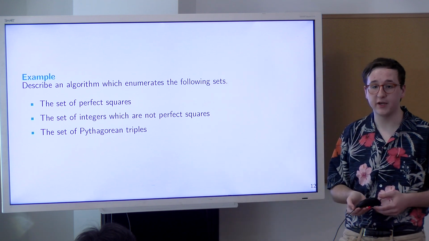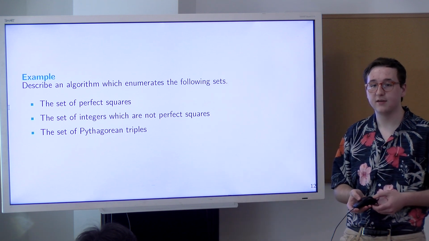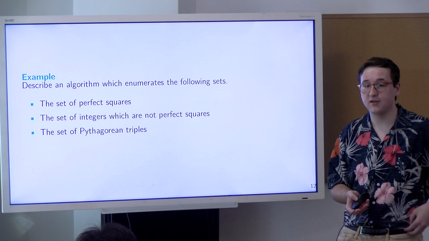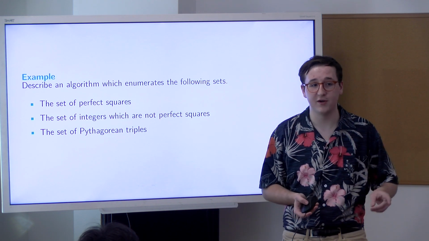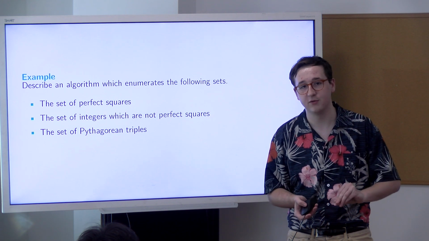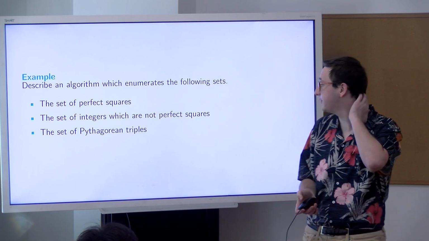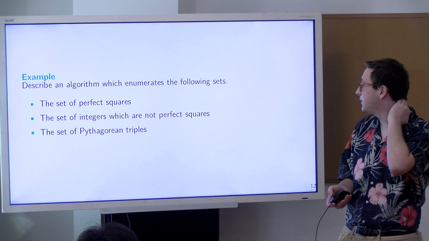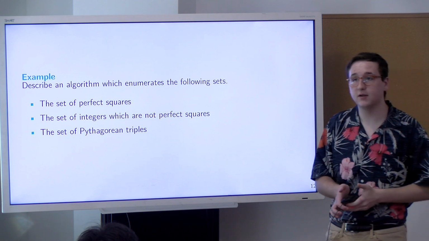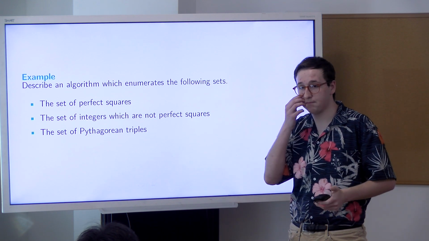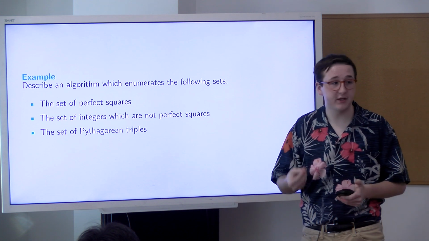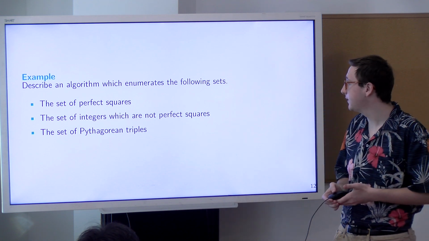And a set of Pythagorean triples? Yeah, just enumerate two numbers: 0, 0, then 1, 0, 0, 1, 1, 1, 1, 2, 2, 1, 2, 0, and so on. Okay, good. So all of those algorithms which enumerate something define computably enumerable sets.